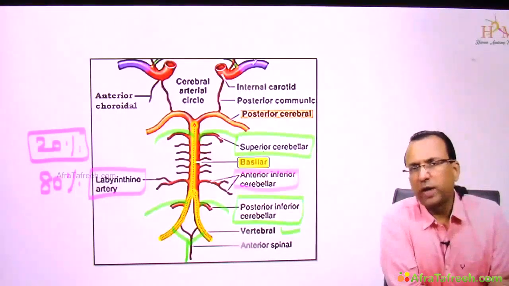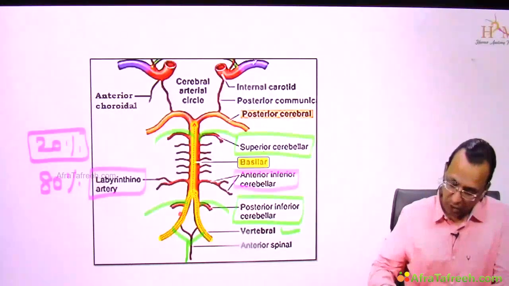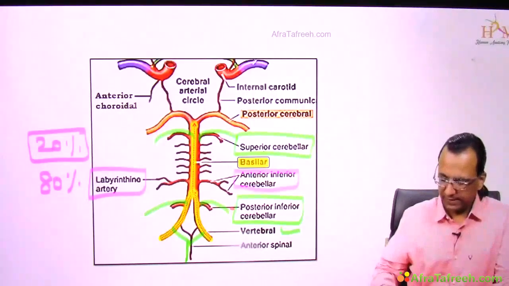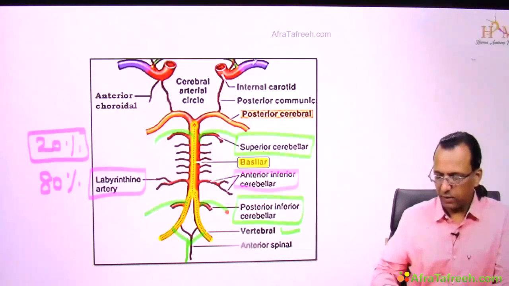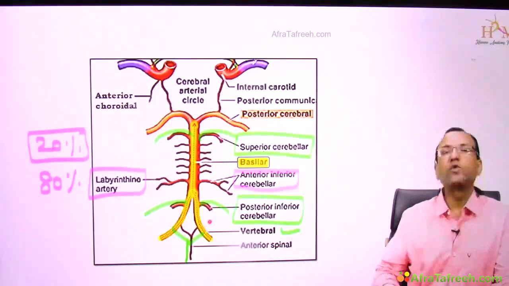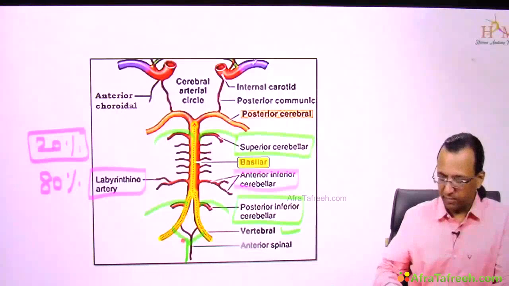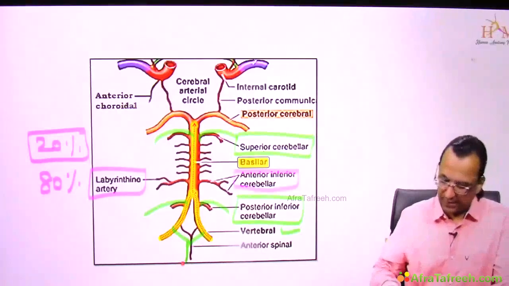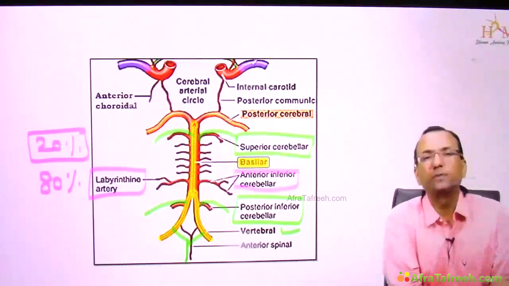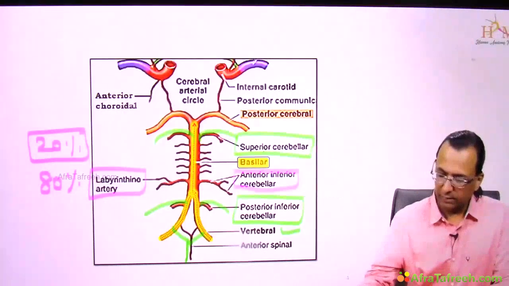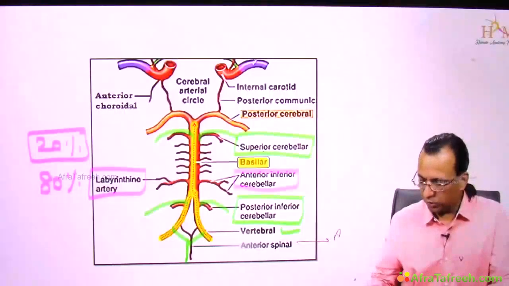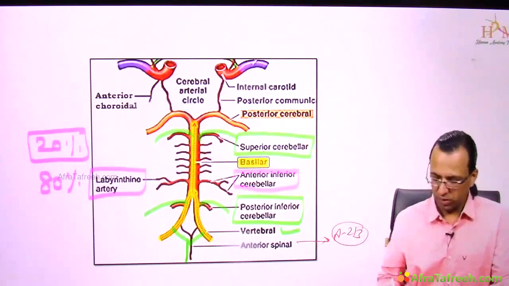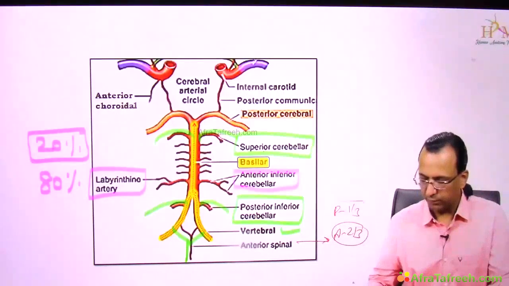You are talking about the branches of the vertebral artery now? Yes, there is one PICA on each side and one anterior spinal on each side. Later they join to form one anterior spinal artery in the midline and supply the anterior 2/3 of the spinal cord. Then who is supplying the posterior 1/3? The posterior 1/3, of course, will be supplied by the posterior spinal artery.